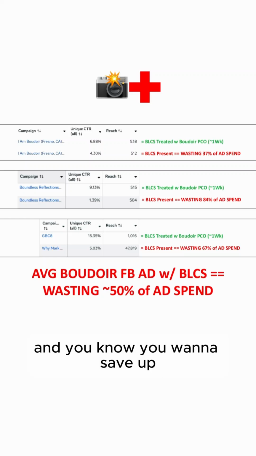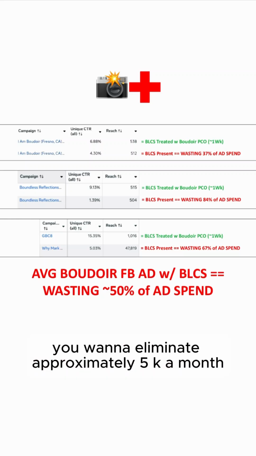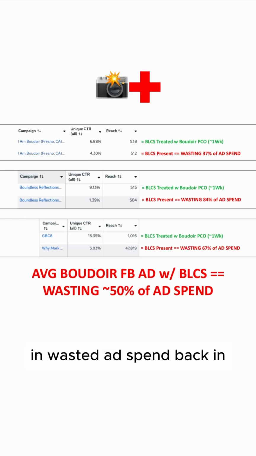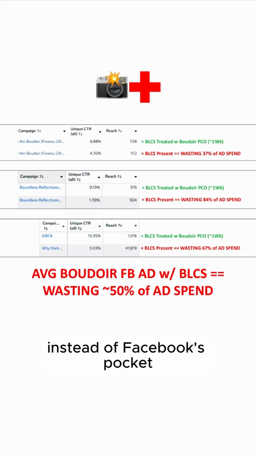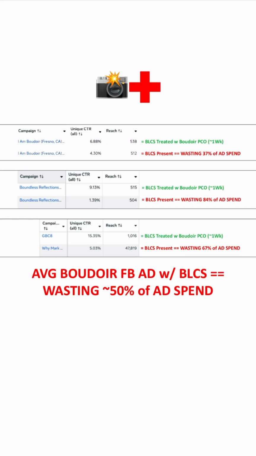And you want to eliminate approximately 5K a month in wasted ad spend, and put that back in your pocket instead of Facebook's pocket, where it's being wasted. 60K over the next 12 months approximately.